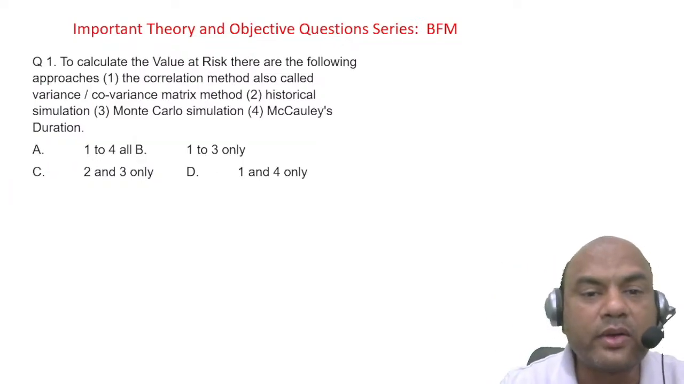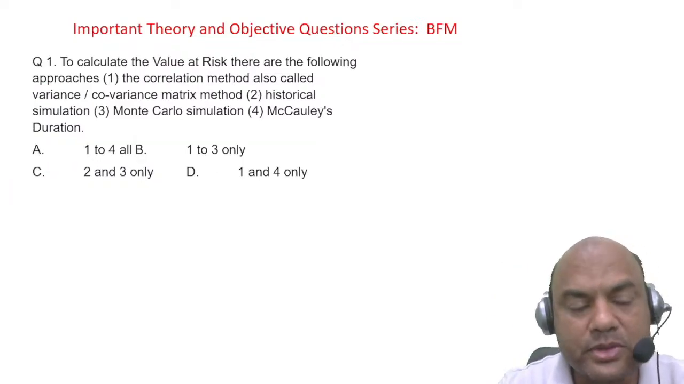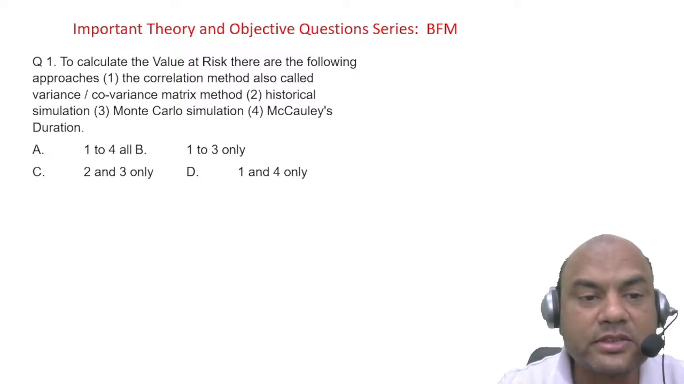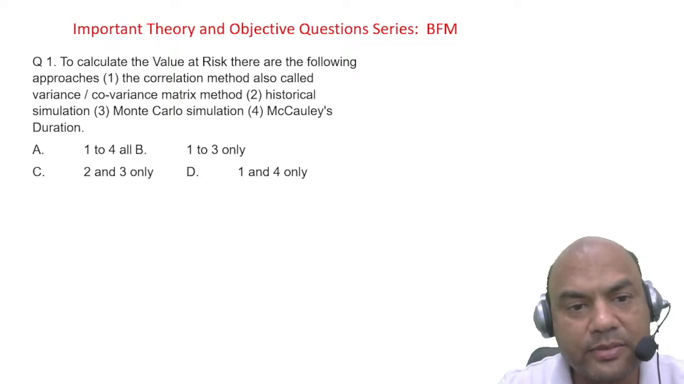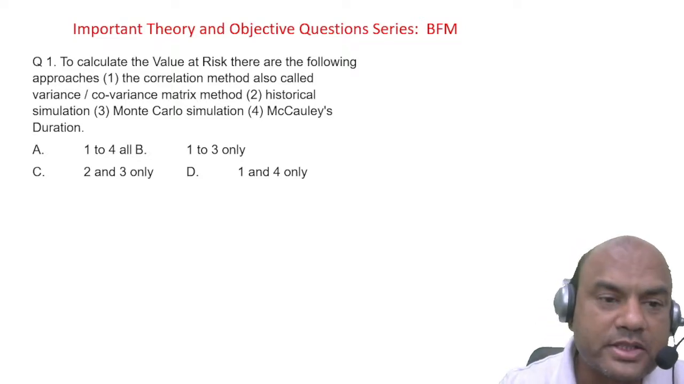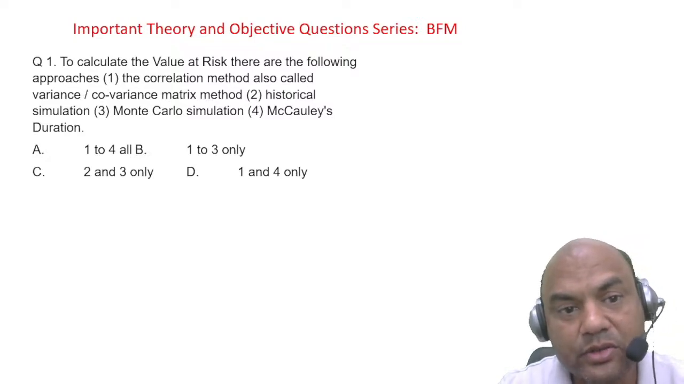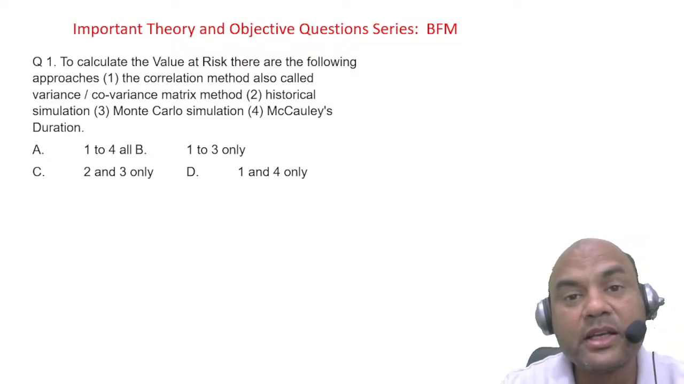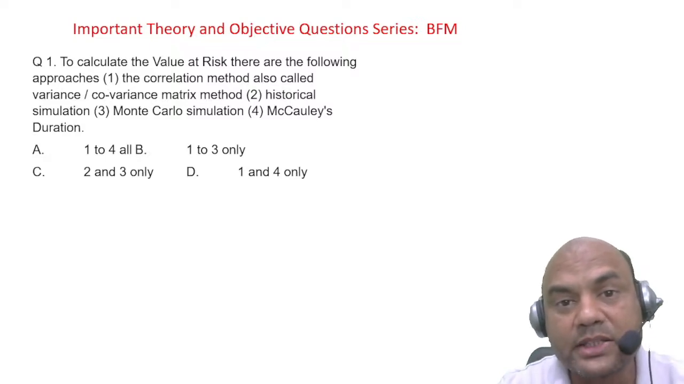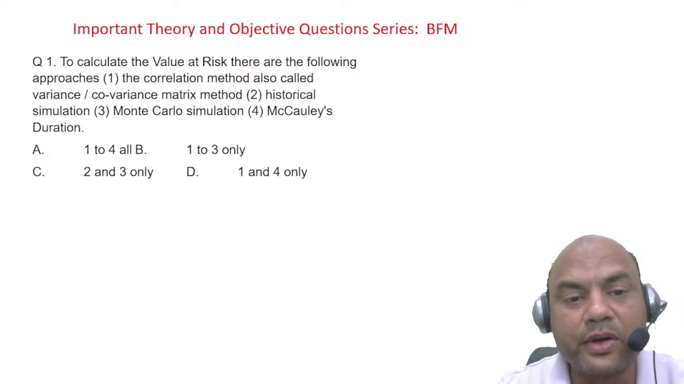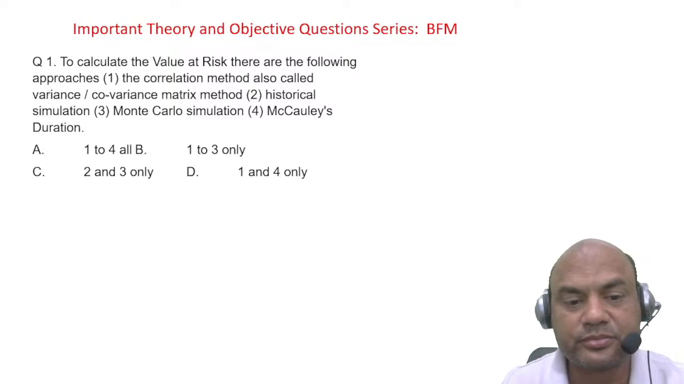To calculate the value at risk, there are the following approaches. Number one, correlation method, also called the variance or covariance matrix method. Historical simulation, Monte Carlo simulation, and Macaulay's duration. So value at risk means, just now I gave you that example of Reliance. 3000 invested, 200 up, 200 down. So value at risk is 400. So what is the answer for this?